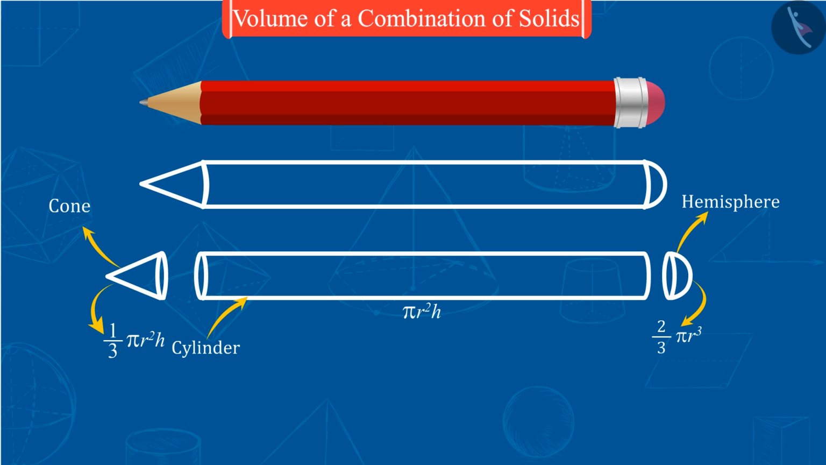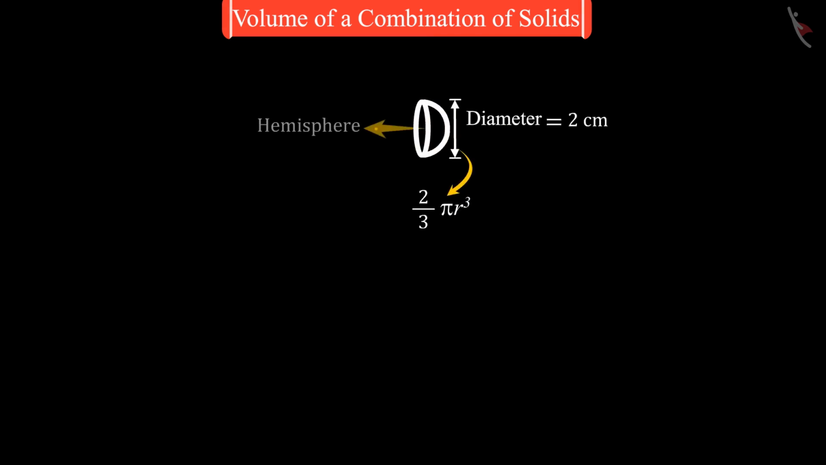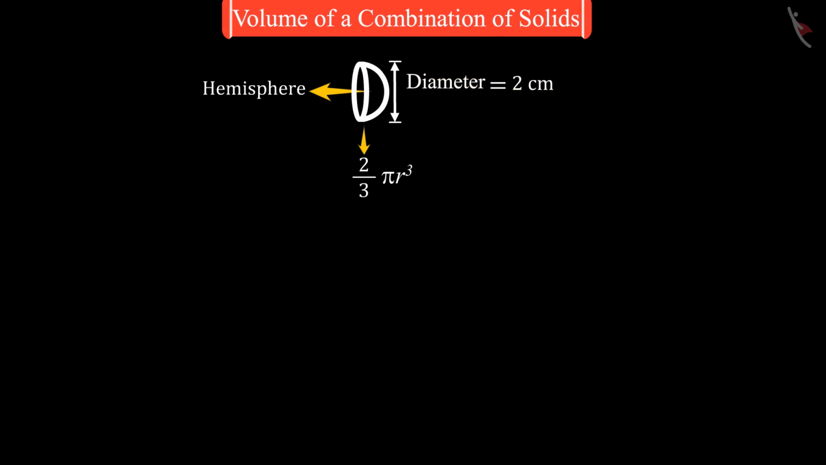Let these be the measurements of this pencil. Let us now find out the volume of these figures one by one. Can you see that the diameter of this hemisphere is 2 centimeters? Then, what would be its radius? Correct! The radius of this hemisphere would be 1 centimeter.